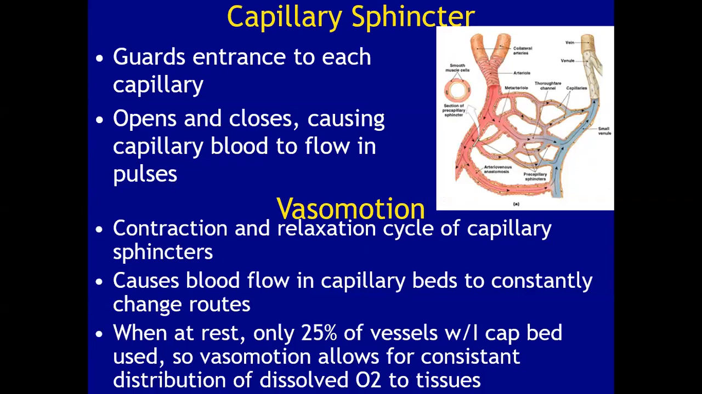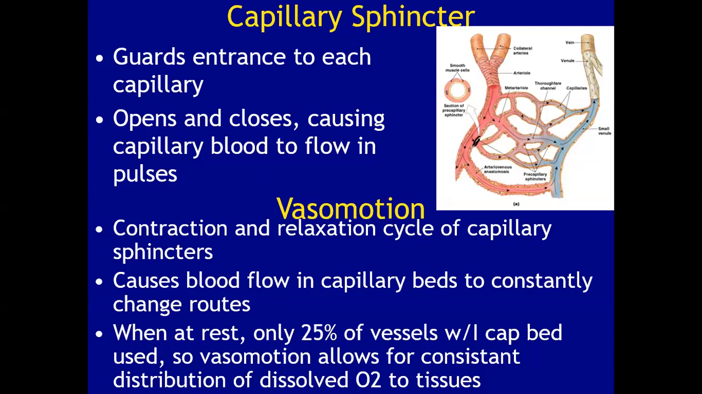There are sphincters here that guard the entrance to each one. We've got a little sphincter here, we've got a sphincter here. And we're able to open and close these sphincters by constricting that smooth muscle, and that's going to oppose blood flow into that area.